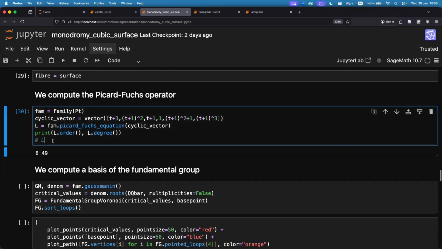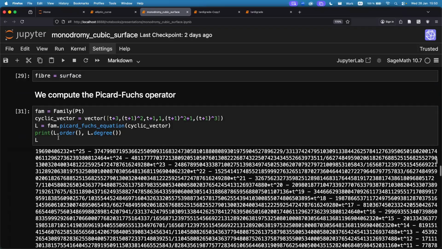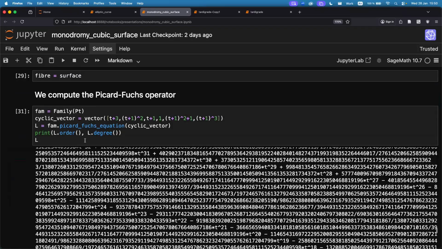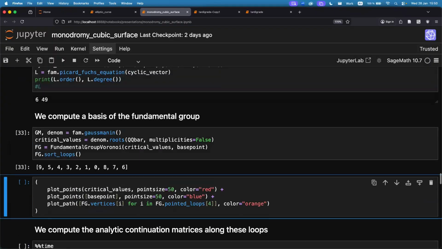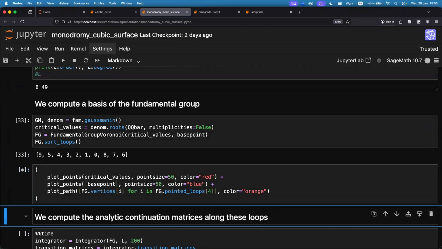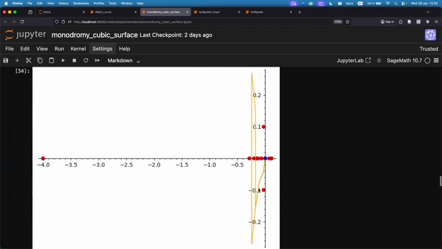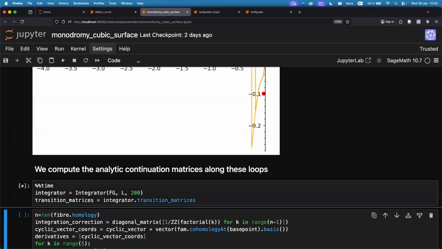I can compute the differential equation for this family, which again is quite ugly, which is why I had hidden it. But it has order 6 and degree 49, which is a non-variable, really. The computer manages this just fine. Then there's a bit of technicalities. These are the critical values in red, base point in blue, which correspond to the fiber for which I've already computed the periods.